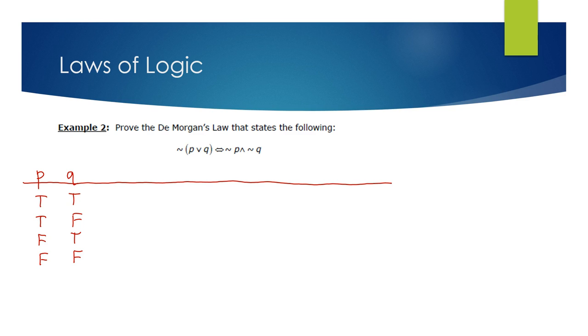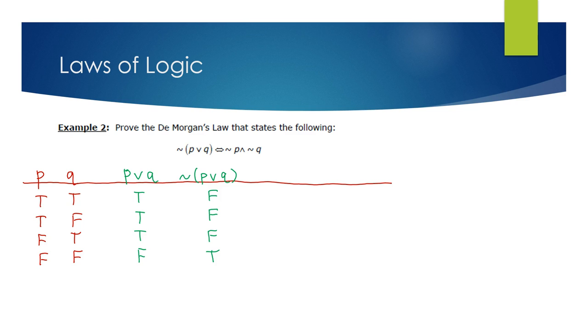And now I'm going to look at P or Q, which we know is false only when both of them are false. It's true otherwise. So I end up with this truth table. And of course, when I negate it, I end up with this. So I have the left-hand side now.